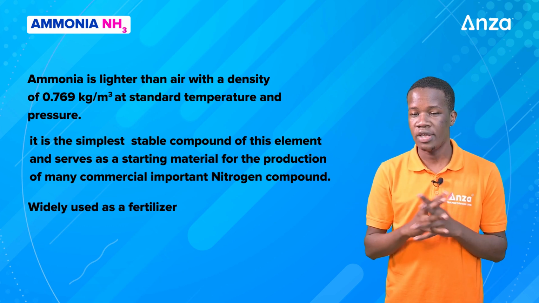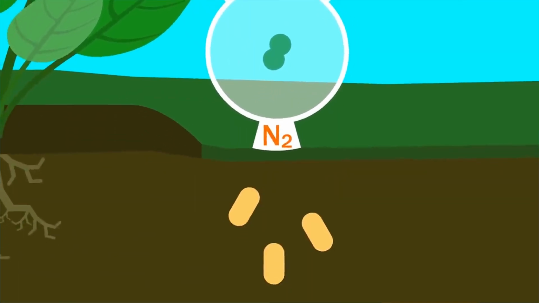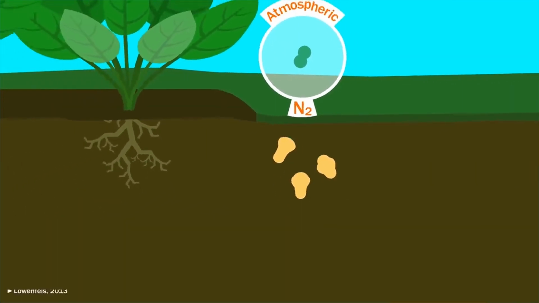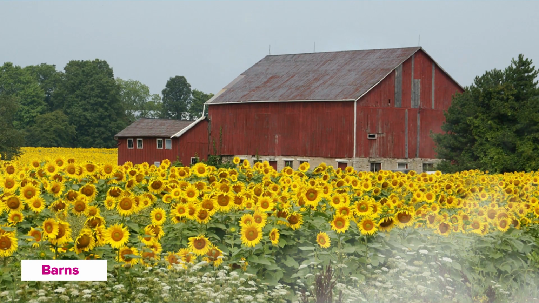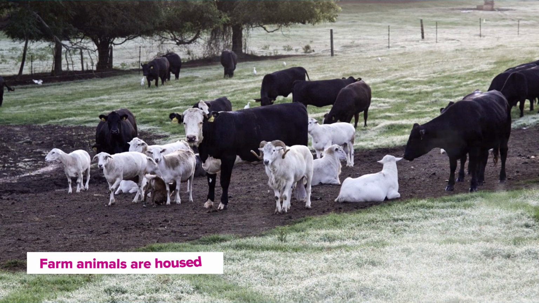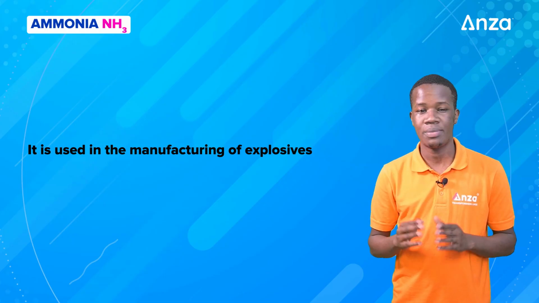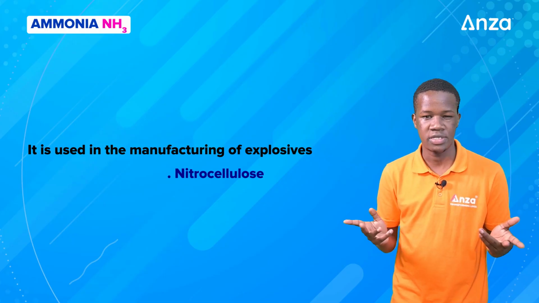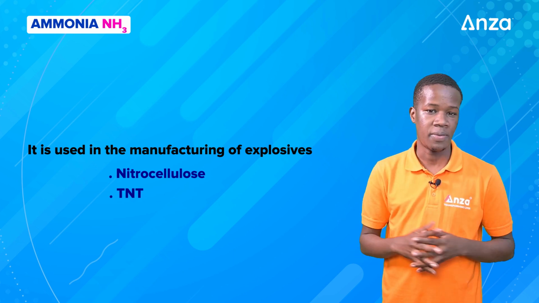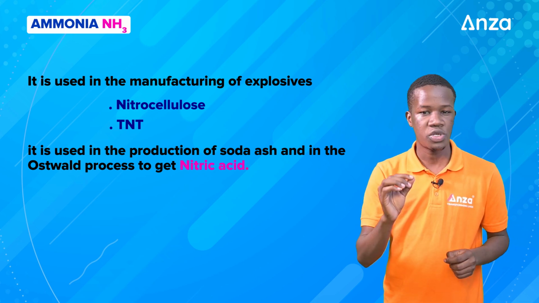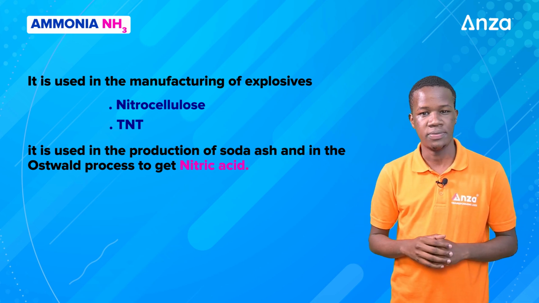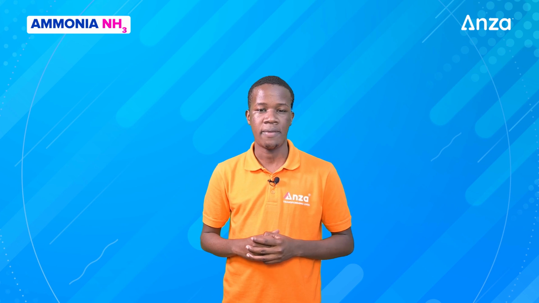It is also widely used as a fertilizer. That is, the bacteria in the soil break down the nitrogen compounds in manure to form ammonia. The smell of ammonia is always noticeable around barns and stables where farm animals are housed. It is also used in the manufacturing of explosives such as nitrocellulose and TNT. Also, it is used in the production of soda ash and in the Ostwald process to get nitric acid. We are going to discuss these uses further.